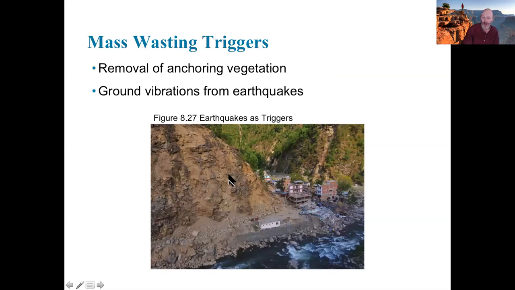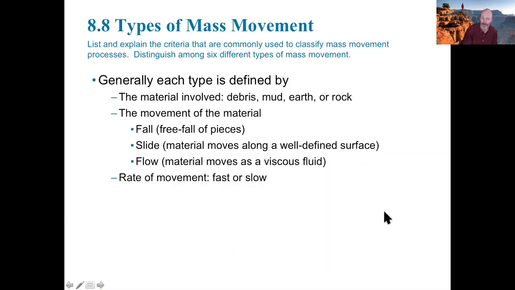Here we can see they've taken away a lot of the vegetation, and that has caused massive landslides to happen. So that's another mass wasting. If you take away too many trees, too many plants or other kinds of things, bad things can happen. So we have falls and slides and flows. Those are the primary things that happen with mass movement.